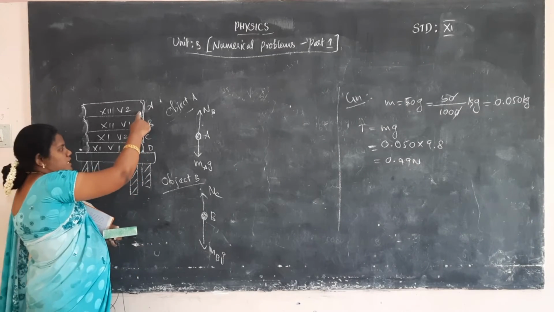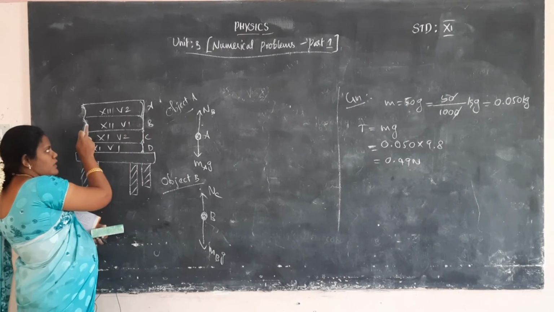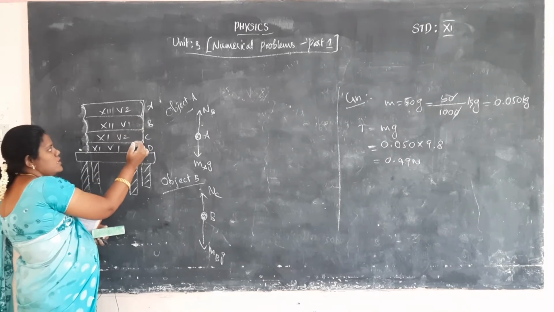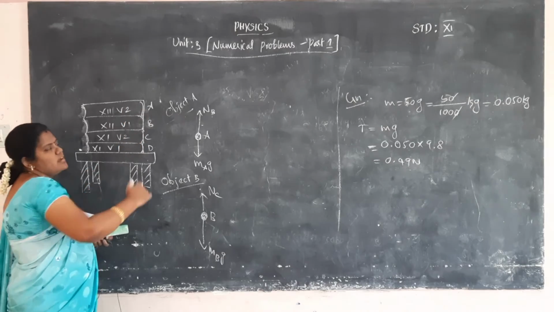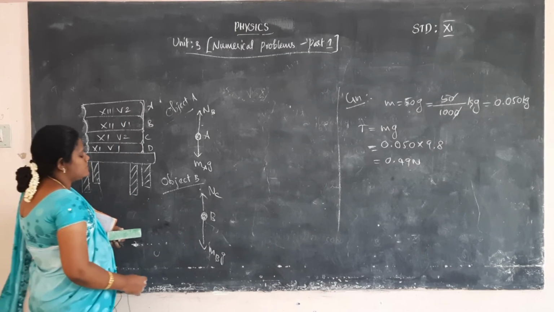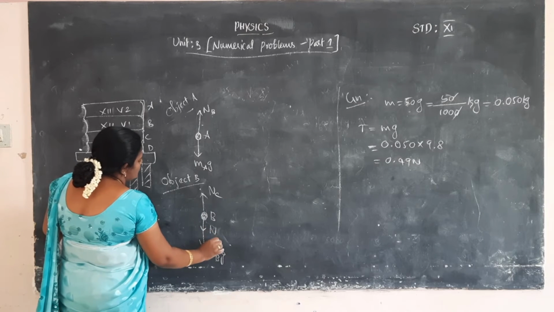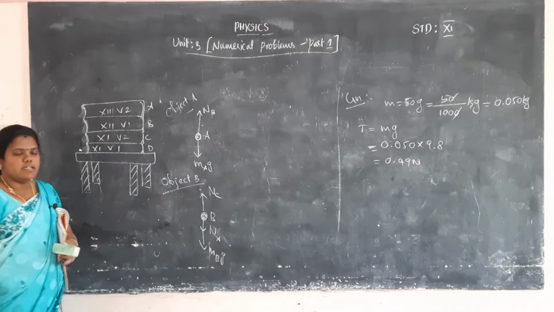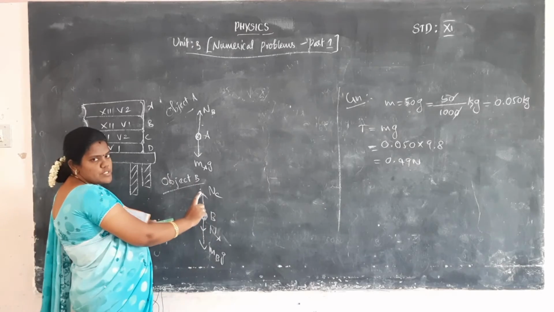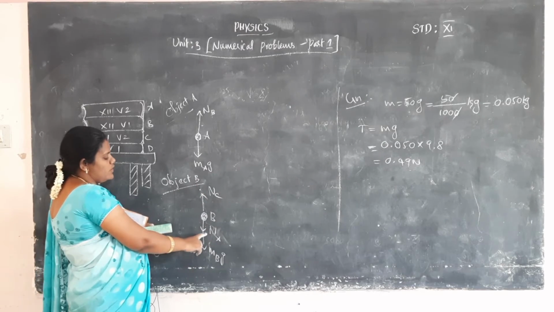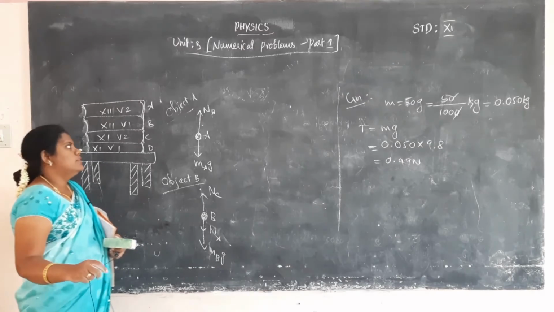Then object A gives a force on B. Considering B, it gives the downward force, C gives the normal force, and A also gives a downward force on B. That is also considered a normal force, given by object A. Clear? So three forces will be acting: the downward gravitational force, the upward normal force by object C, and the downward normal force given by object A. Okay, then object C.